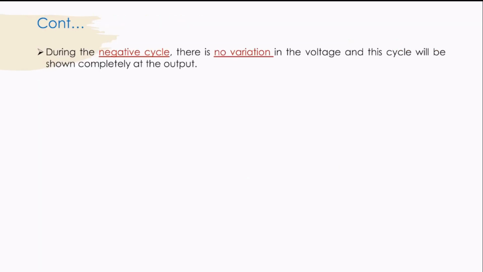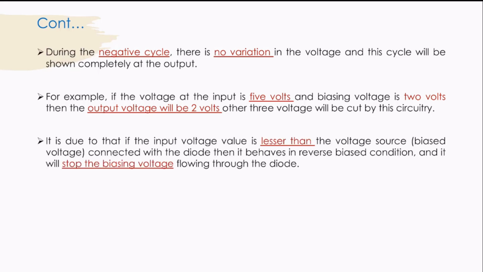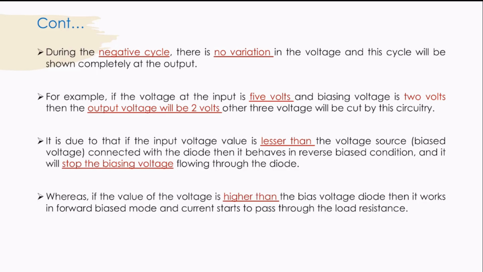So during the negative cycle, there is no variation in the voltage and this cycle will be shown completely at the output. For example, if the voltage at the input is 5 volts and the biasing voltage is 2 volts, then the output voltage will be 2 volts and the other 3 volts will be cut by the circuitry. And this is due to if the input voltage value is lesser than that of the voltage source connected with the diode, then it behaves in the reverse bias condition and it will stop the biasing voltage flowing through the diode. Whereas if the value of the voltage is higher than the bias voltage, then the diode works in the forward bias mode and current starts to pass through the load resistance.